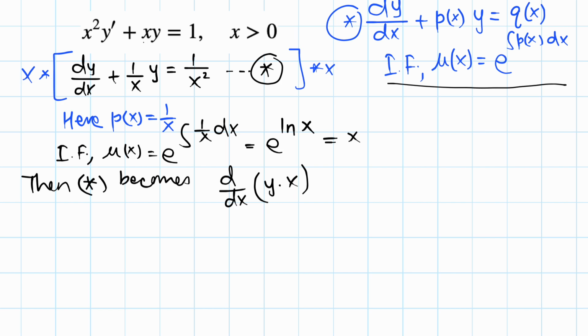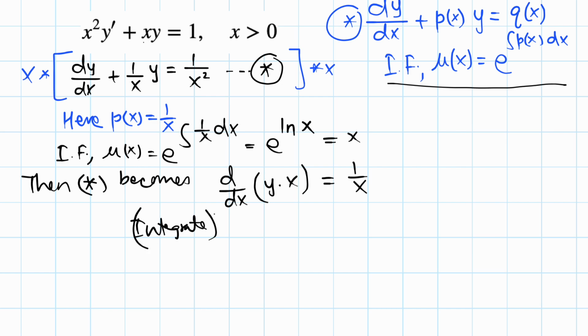Anyways, when we multiply the differential equation in the standard form by the integrating factor, the left hand side is automatically the derivative of the dependent variable times the integrating factor, equal to the right hand side, 1 over x squared times x. If you multiply 1 over x squared times x, one copy of x cancels from top and bottom, so 1 over x. Now we integrate both sides.